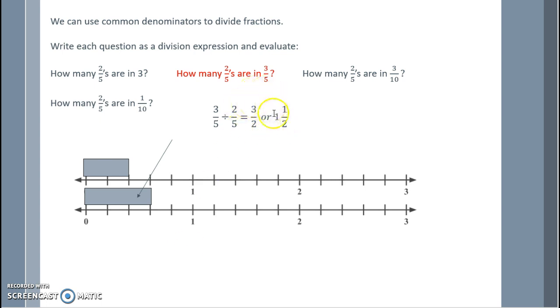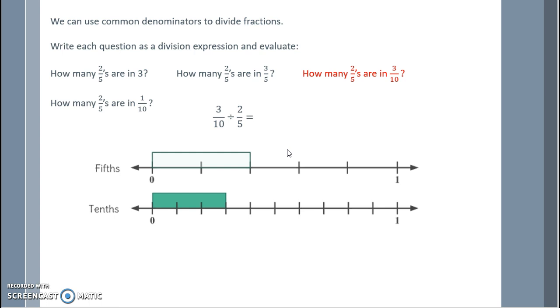I'm going to take 3, split it into sections of 2, which is the same as 1 1/2, which is what we did visually. How many 2/5 are in 3/10? So I have 3/10 divided by 2/5. I'm going to create a common denominator by splitting my fifths into tenths. So 3/10 is the same, and 2/5 is the same as 4/10.